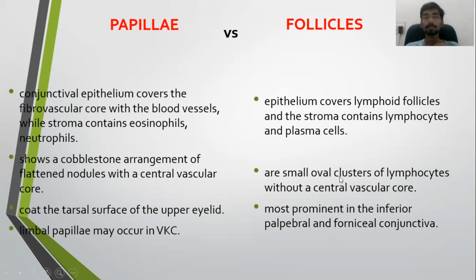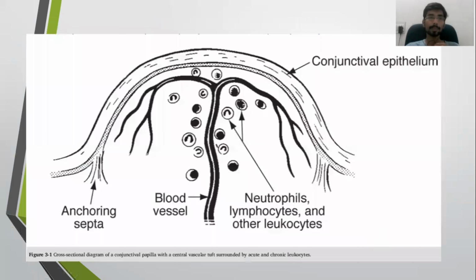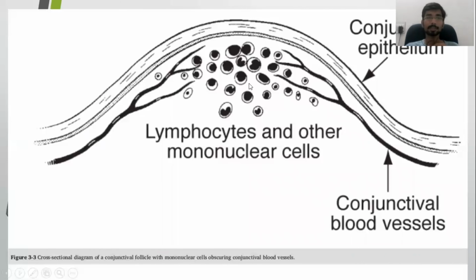So follicles are small oval clusters of lymphocytes without central vascular core, most prominent in the inferior palpebral and pharyngeal conjunctiva. So this is papillae containing central core of blood vessels, neutrophils, leukocytes and eosinophils. This is follicle containing epithelial covering containing lymphocyte aggregates.